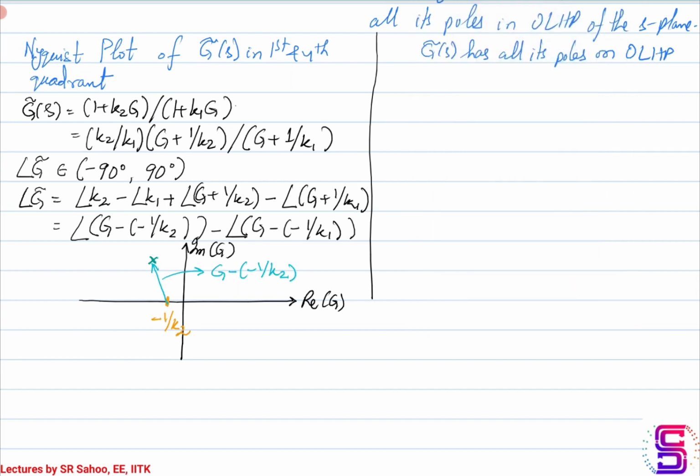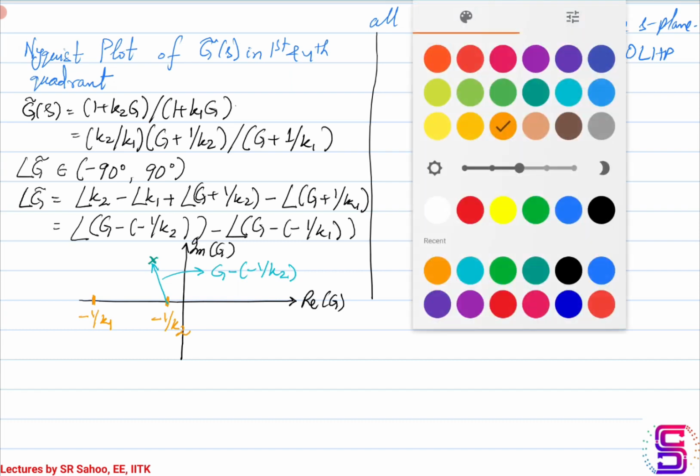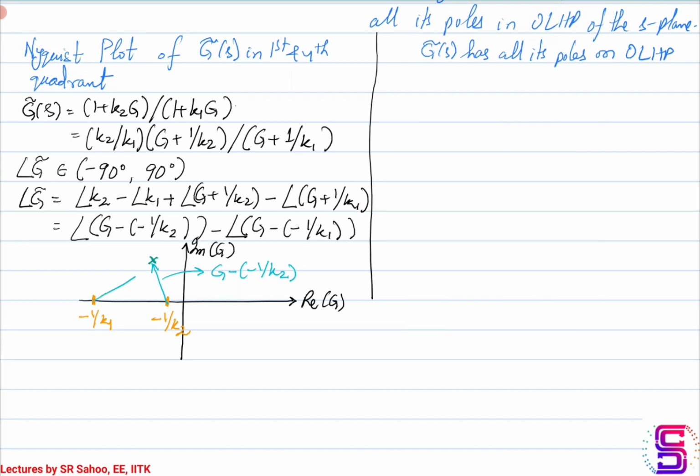Similarly, if you have minus 1 by k1 here, then the vector from minus 1 by k1 till the point G is going to be G minus minus 1 by k1. Okay. So, the angle made by the vector G minus minus 1 by k2, let us call this as alpha. This is same as the angle of G plus 1 by k2 at the point s. Similarly, the angle made by the vector G minus minus 1 by k1, let us call it beta. That is essentially the angle made by the transfer function G plus 1 by k1 at the point s.